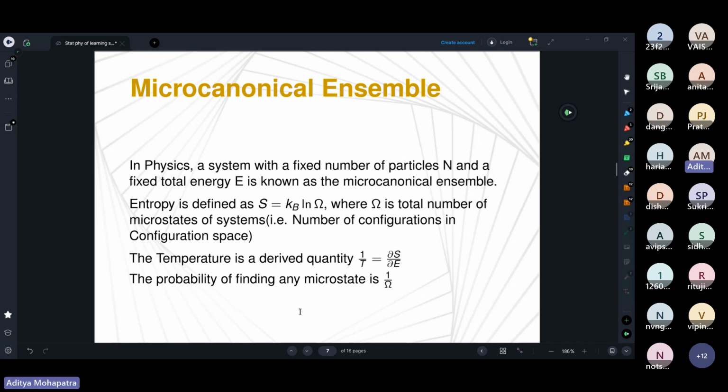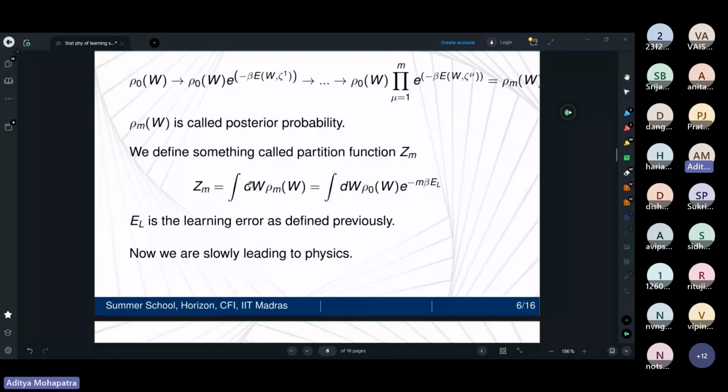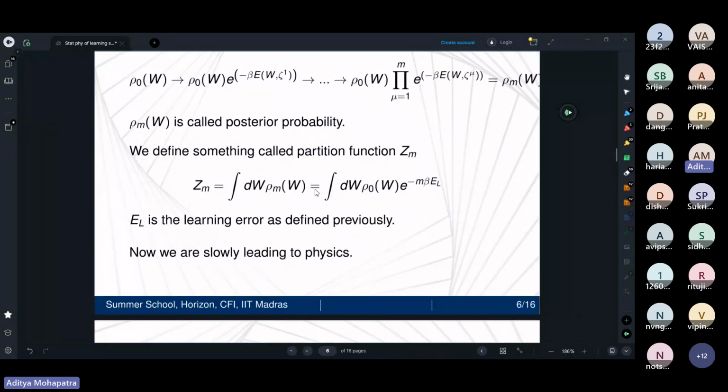Okay, what does the partition function mean? I mean, it's like the sum of all the posterior probabilities, you can say. I'll come to what exactly it means in canonical ensemble in the further slides. For now, let's just assume it as a definition. We define it as the integration of rho m of w, basically the sum of the posterior probabilities.